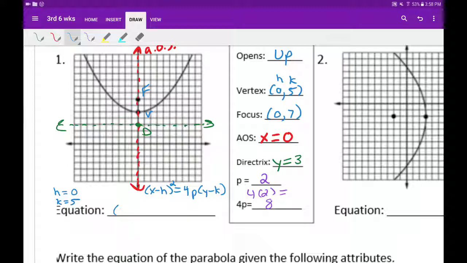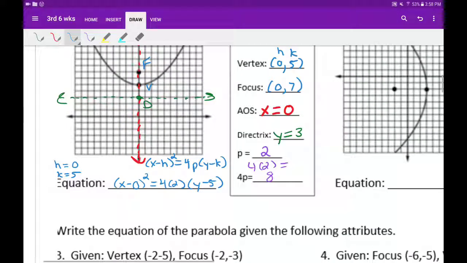So we have x minus 0 squared equals 4 times 2, and then y minus 5. Notice how when I put the 5 in for k, it changes to a negative 5 because of the negative in the formula. All right, so let's clean this up. We don't have minus 0, we don't need to write that, so we're going to have x squared. And x squared is going to equal 4 times 2 is 8, and we're going to have y minus 5. And this will be our conic equation.